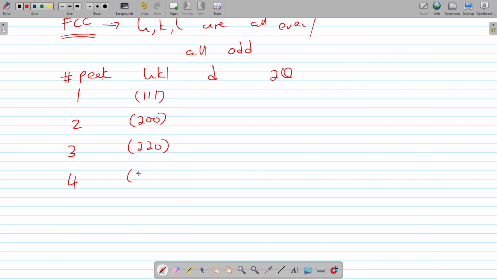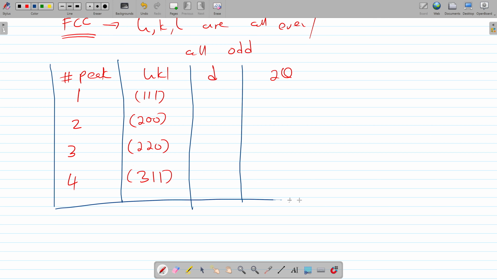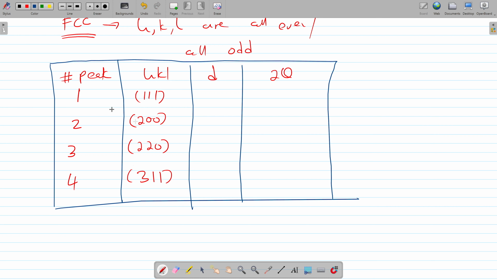Speaking of 3, we have 3 here, and we can't say 3, 0, 0 because 0 is even. And then here we have to say 1, and also here we have to say 1, because these are all odd. So our first 4 peaks are as follows, right? I'm going to draw our table here like this. Okay, there is our table. Our table is complete.